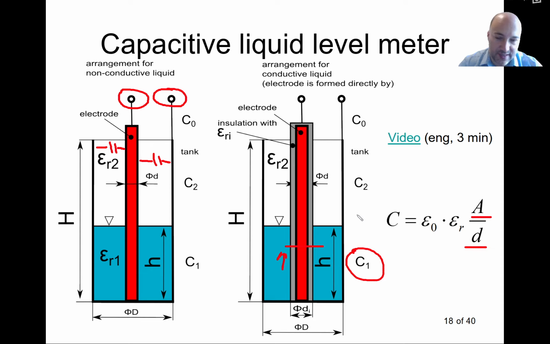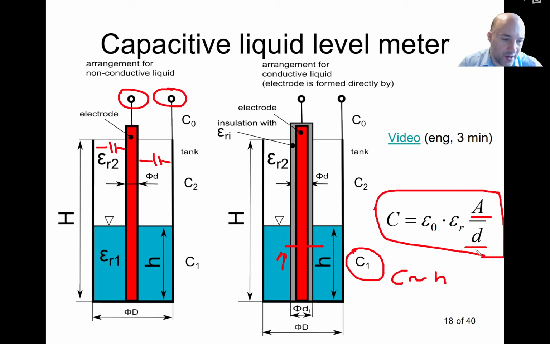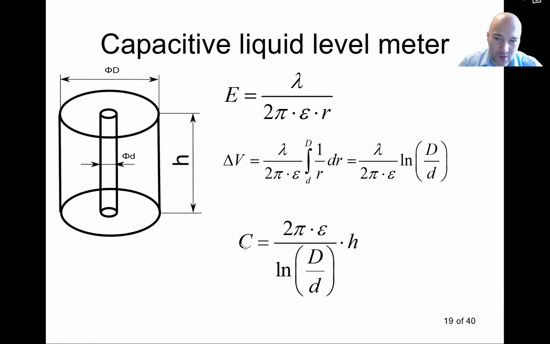The advantage of this is that in both cases we will have a linear dependence between C and the liquid level. Because here we are not changing the distance between the electrodes, it's constant value. We are not changing the material, it's the same liquid, but we are changing the cross-section of our capacitor. So we see that this will give us a very nice linear dependence. That's what we typically want. Now this equation that you see here, this is like a general formula for a capacitor that has planar electrodes. But in case where we have a cylindrical electrode, it looks in a different way.